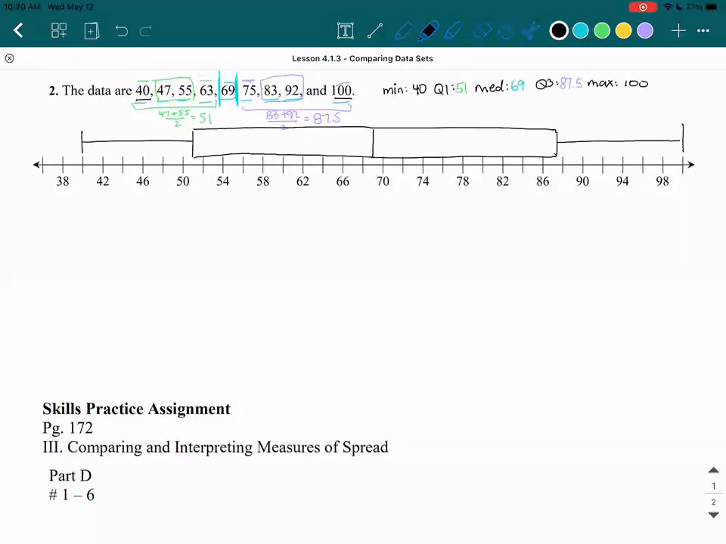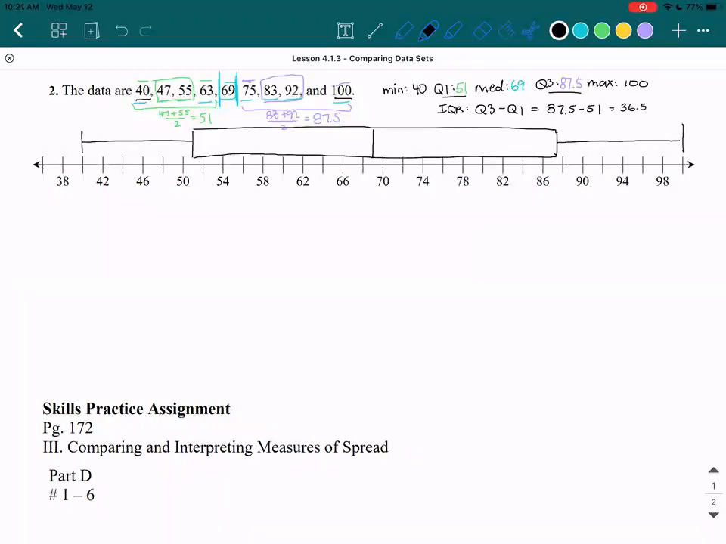Okay, so here is our graph. I don't know about you, but it looks pretty symmetric to me. Let's first calculate if there are any outliers. To calculate our outliers, we need to find our IQR. IQR is Q3 minus Q1. Remember our Q3 is 87.5 minus our Q1 is 51, and that gives us 36.5.